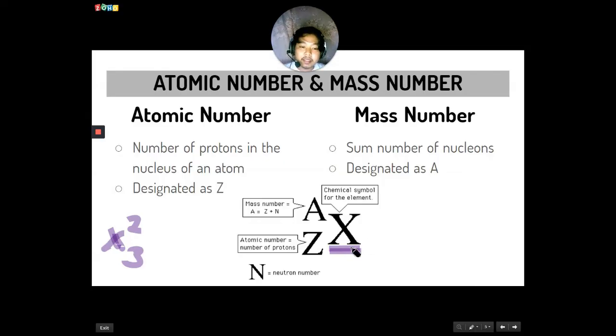So let X be the chemical symbol for your element. And then A is your mass number. Now, I think this is a new term for you. Again, for some, maybe not. Just a refresher. What do we mean by mass number?